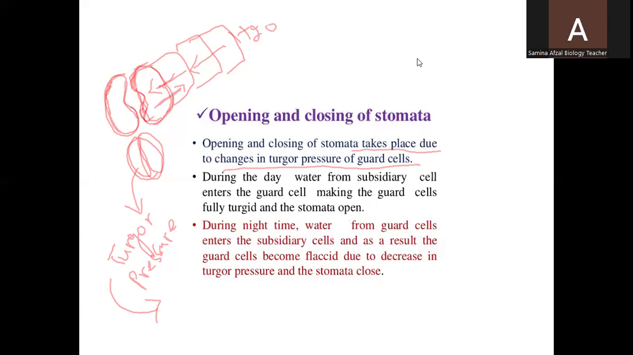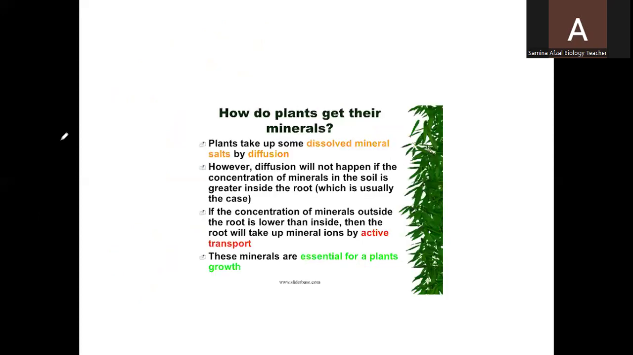And the next part is, how do plants get their minerals? You know, different methods of transportation are there: osmosis, active transport, and diffusion. So here we are talking about the minerals. So minerals move by the process of active transport. They move from their higher concentration towards the lower concentration. And for this purpose, when they are moving against the concentration gradient, they need energy.